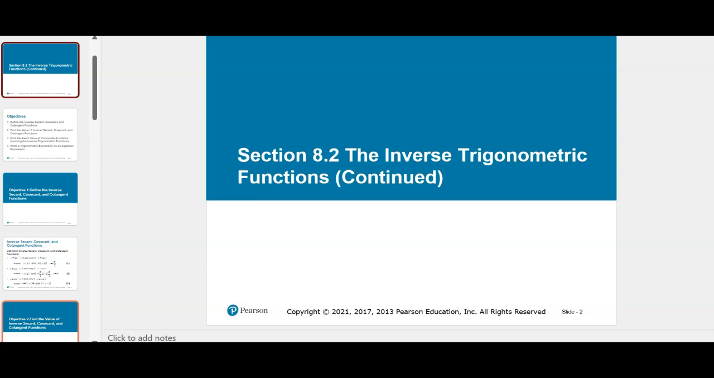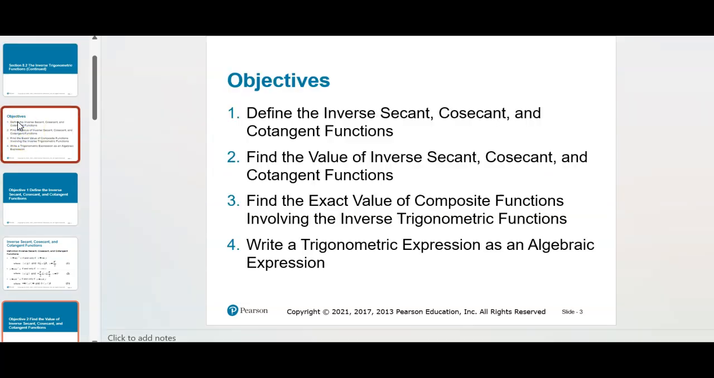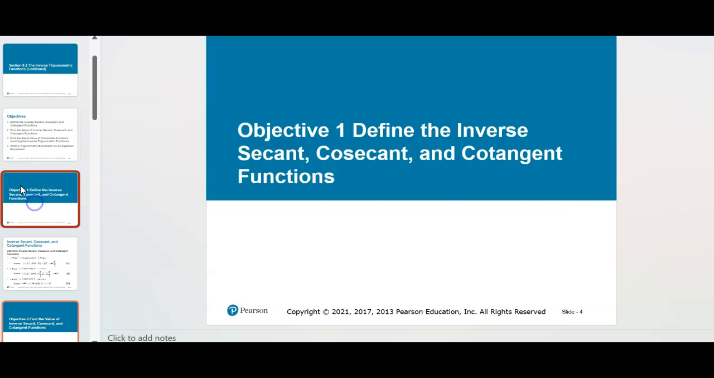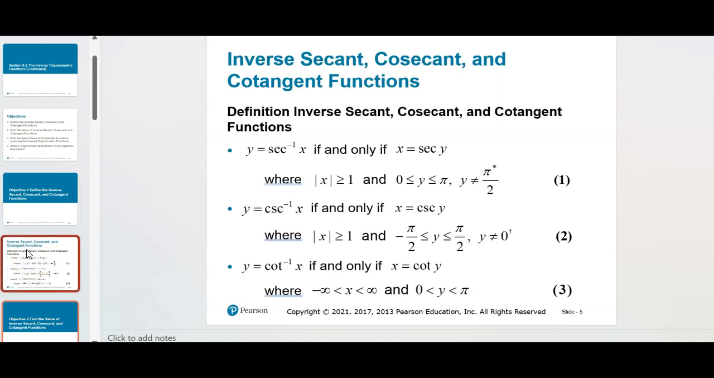Hey, trig class, in section 8.2, we're going to continue on with the inverse trig functions, looking now at inverse secant, cosecant, inverse cotangent. All right, and then we're going to end up using these inverse trig functions all together by the end. All right, notice inverse secant, inverse cosecant, inverse cotangent.